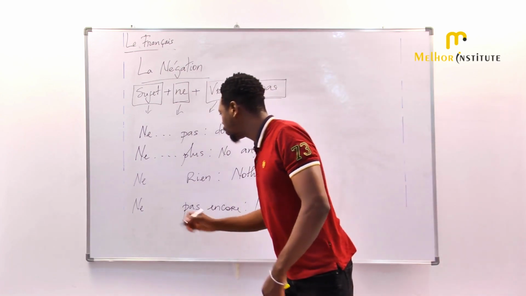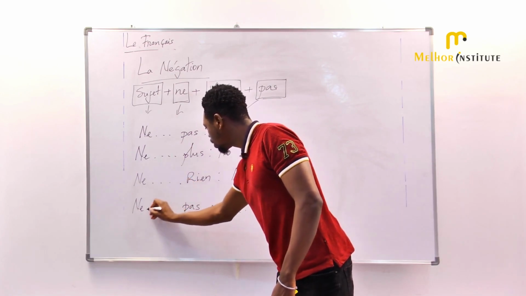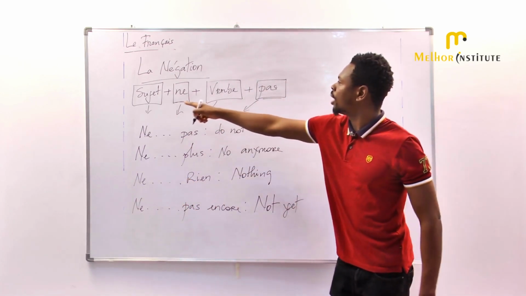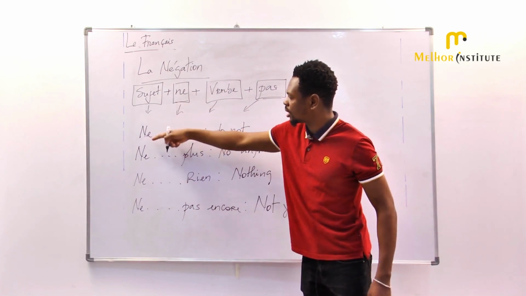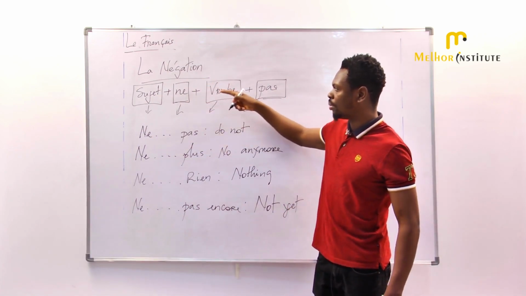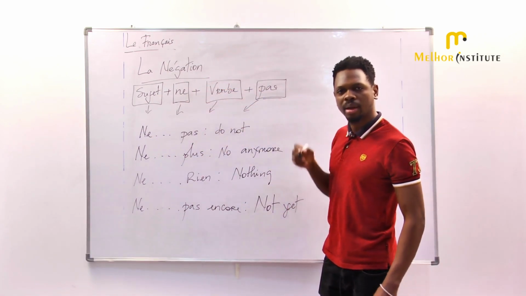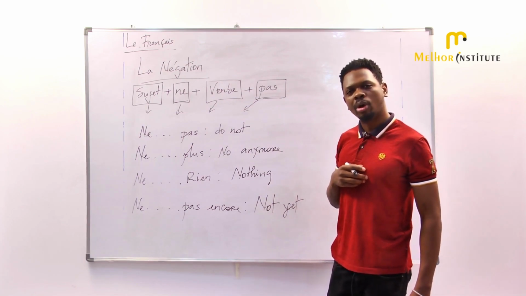So you will see I put the point, means you have to follow the formula. Subject, after that ne, plus verb, and then pas. So I'm going to give one more example.